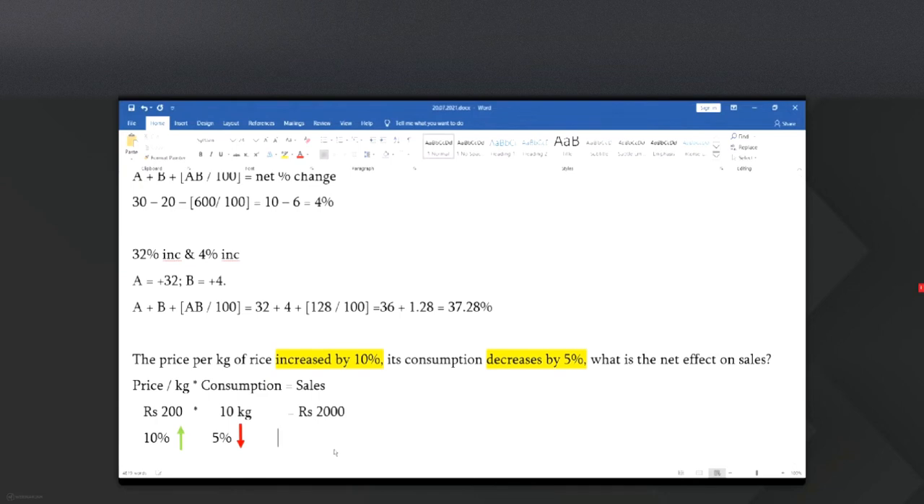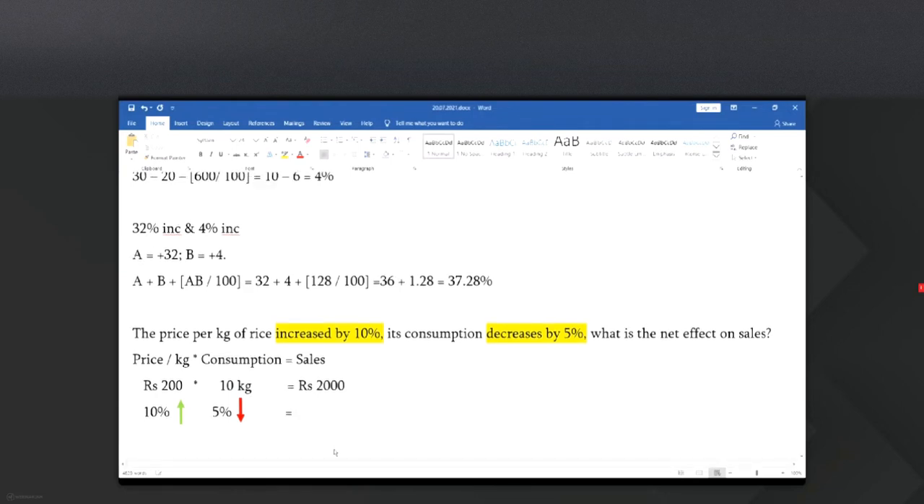Now, because of this change, what is the net effect? That is what we have to see. Now, the usual method is, if you increase this by 10%, what will happen? This will become 220. If you decrease this by 5%, this will become 9.5 kgs. Am I right, guys? This will be 220, this will be 9.5 kgs. So this will give me 220 into 9.5, which would be 2090. This will give me rupees 2090.